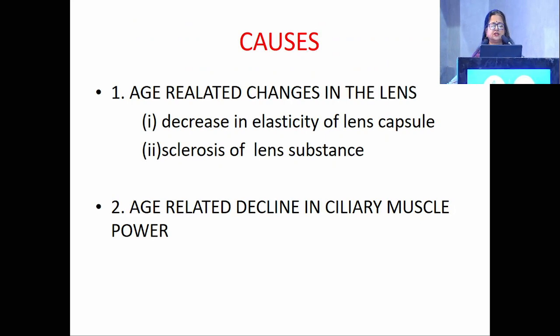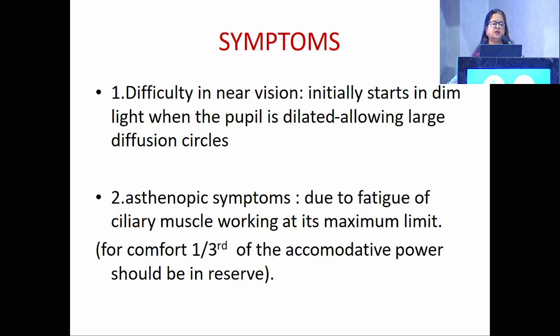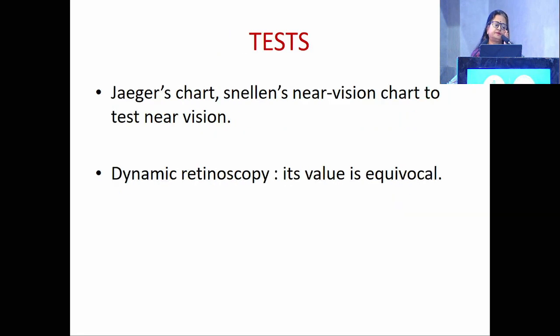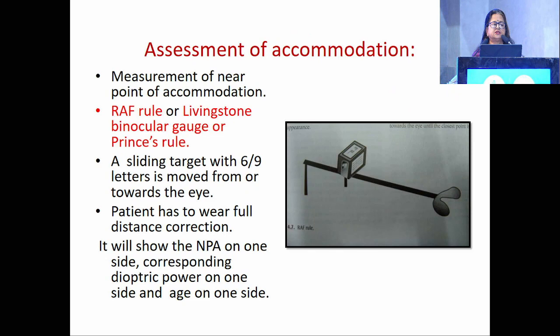Age-related changes in the lens include a decrease in the elasticity of the lens capsule and sclerosis of the lens substance, and an age-related decline in the ciliary muscle power. Difficulty occurs in near vision. It initially starts in dim light when the pupil is dilated, allowing large diffusion circles. And there are asthenopic symptoms due to fatigue of the ciliary muscles working at their maximum limit. So these are the various tests, and accommodation assessment can be done by the RAF rule.